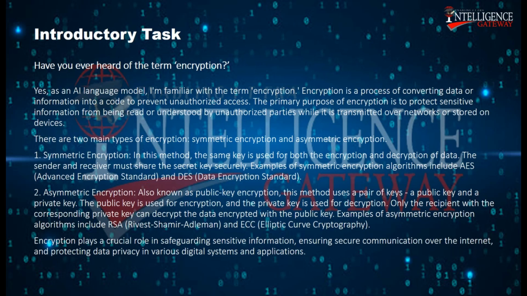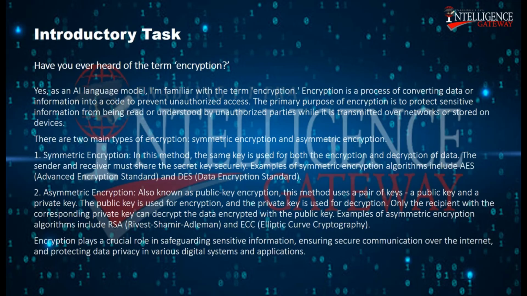2. Asymmetric encryption, also known as public key encryption. This method uses a pair of keys, a public key and a private key. The public key is used for encryption, and the private key is used for decryption. Only the recipient with the corresponding private key can decrypt the data encrypted with the public key. Examples of asymmetric encryption algorithms include RSA, Rivest-Shamir-Adleman, and ECC, elliptic curve cryptography.